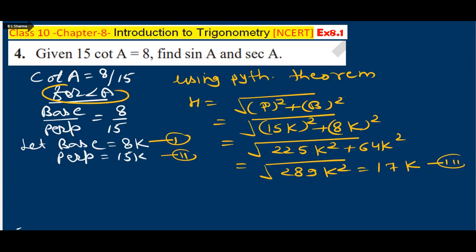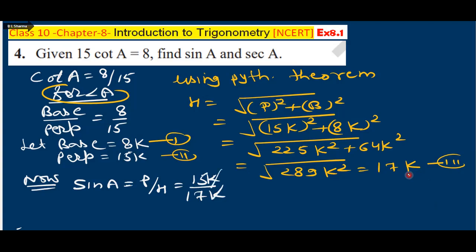Now sin A. Now for us, sin A is equal to perpendicular upon hypotenuse. Perpendicular is 15k and hypotenuse is 17k. So write 15k upon 17k. k and k cancel. That is 15 upon 17. Answer. That is the value of sin A.